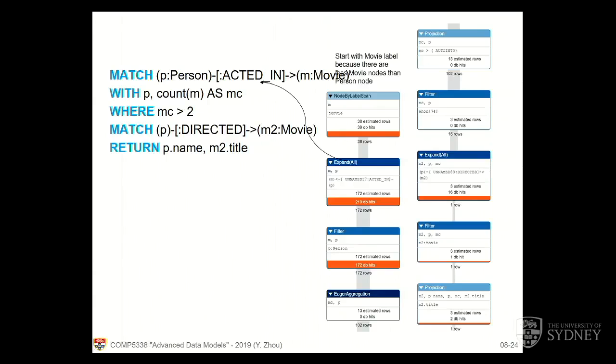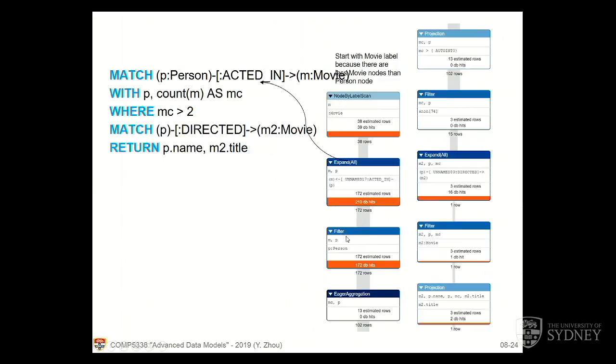We start from the movie label, because there are fewer movie nodes than person nodes. So here we have two options, but we're using the statistics, and now we know there are far fewer movie nodes than person nodes, so we start from that. We start with the movie, and then we do the expand like this. So we try to find all the acted in relationships from the movie node, and then we expand that.